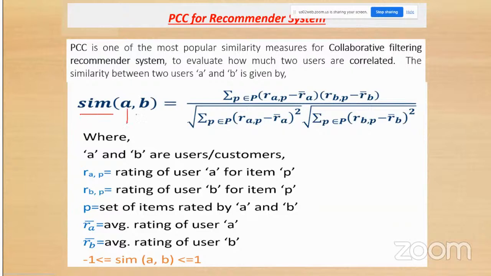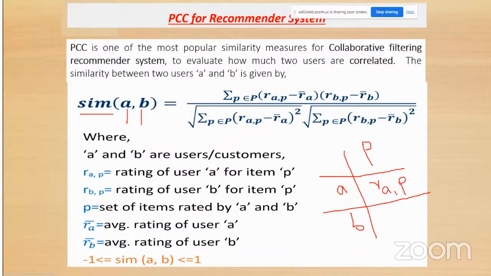Here, in the similarity, A is one user, B is another user. Let us assume this is the product P. For better understanding, P is the product and this is called R A comma P. What is the meaning? R A P is the rating of the user A given to the product P, let us assume 4 or 5. Next, R B P is the rating of the user B given to the product P.